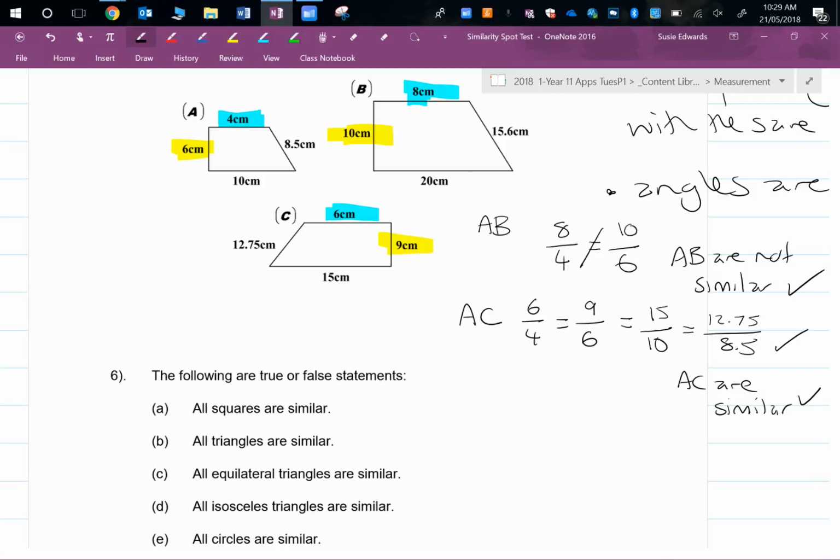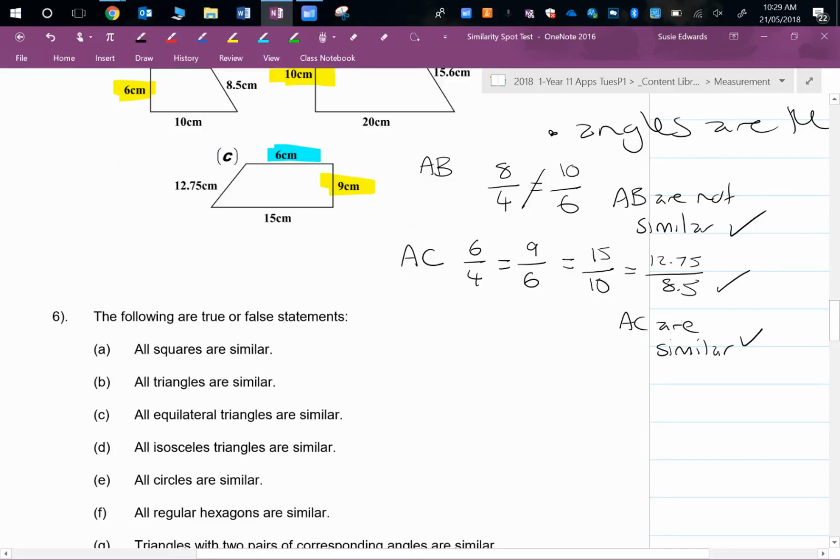What if it's only 1? Pardon? If it's only worth 1 mark, then AC are similar is fine. No, what if it's only 1 side? You need to prove, so the whole point is with any similar shapes, you need to prove that all sides are in the same ratio and all angles are. Okay?